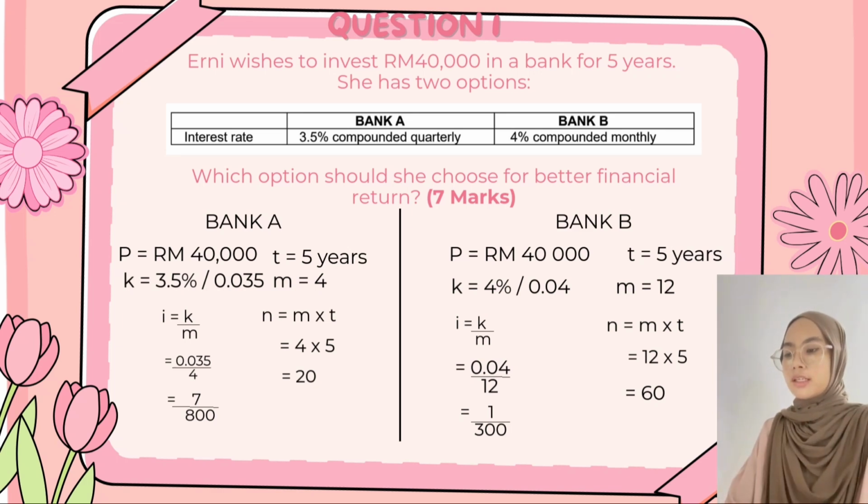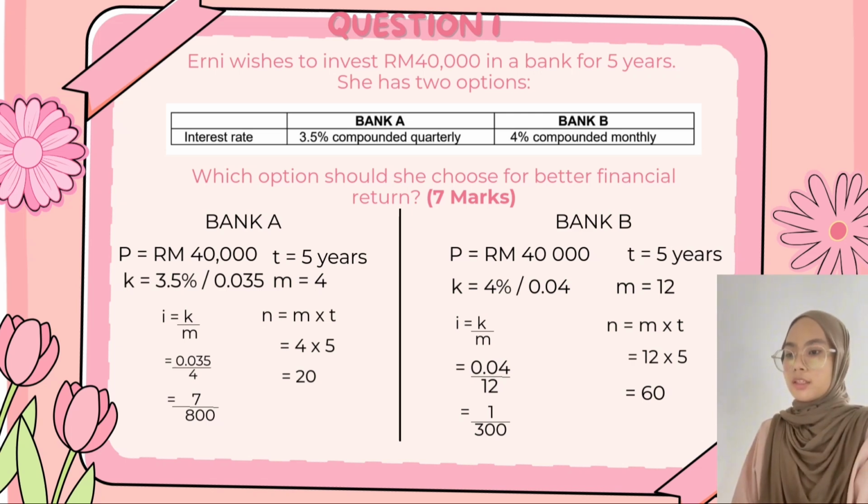After that, we need to find the interest rate per compounding period. We use the formula I equal K divided by M. So for bank A, 0.035 divided by 4, and the interest rate per compounding period for bank A is 7 divided by 800. After that, we need to find the number of compounding periods. We use the formula N equal M times T. So for bank A, 4 times 5, and the total number of compounding periods for bank A is 20.